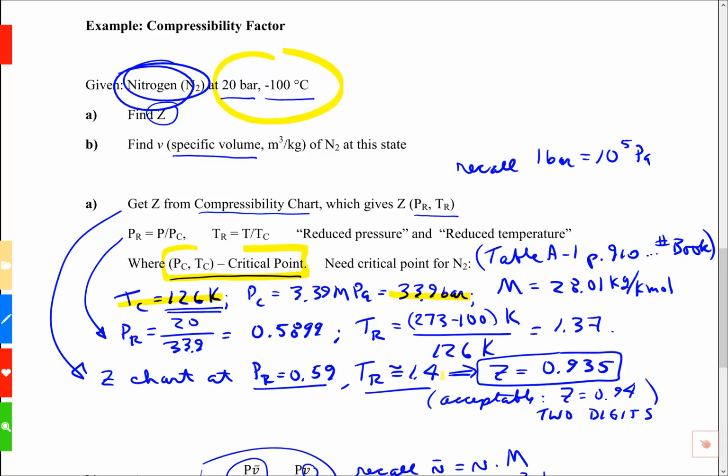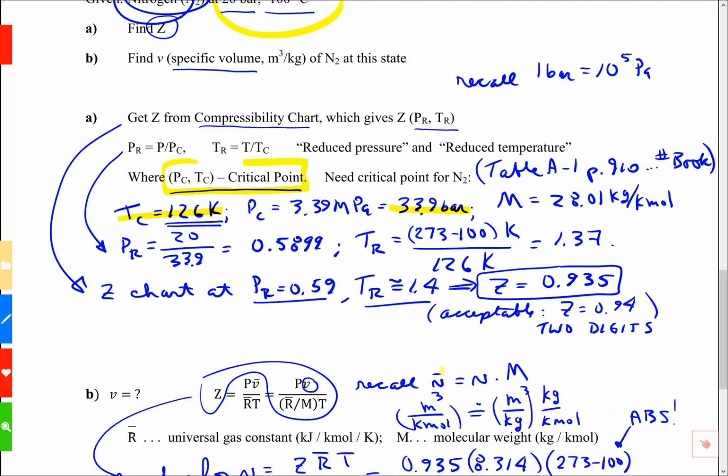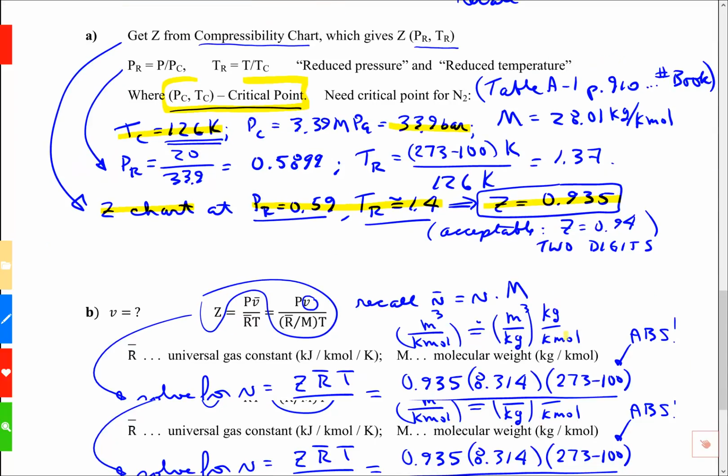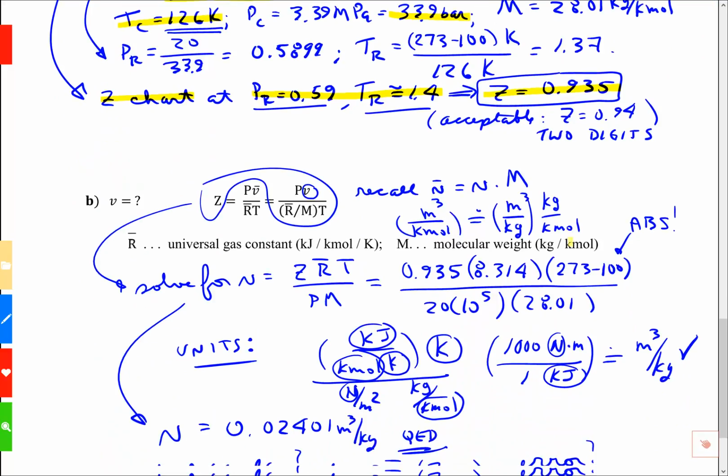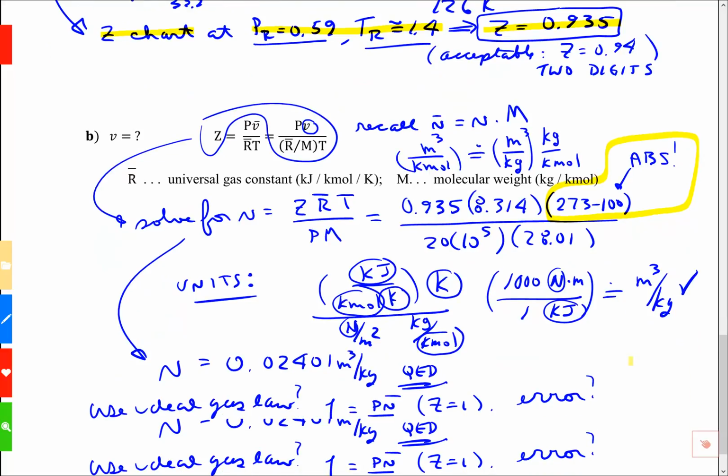When you use a chart like this, say which chart, what values you use going in, and then what values you got coming out. So that'll make it possible for somebody to follow your work. And then whenever you do something related to compressibility or the gas law, make sure you use absolute temperature. And if you use absolute temperature, then all will be well.